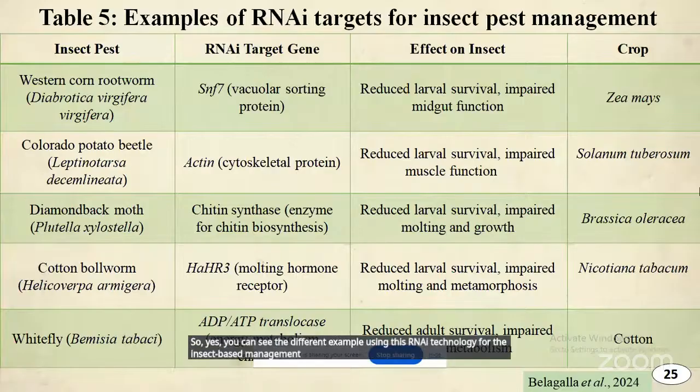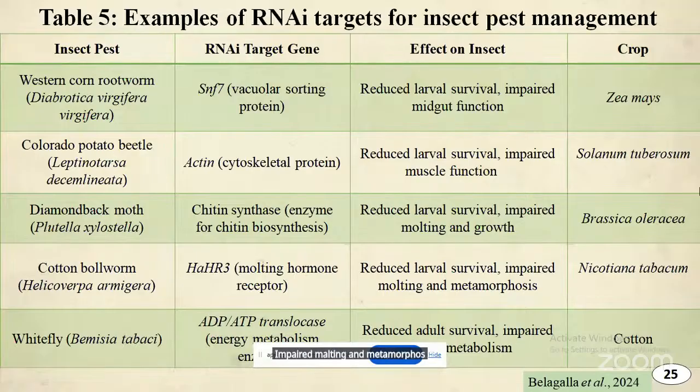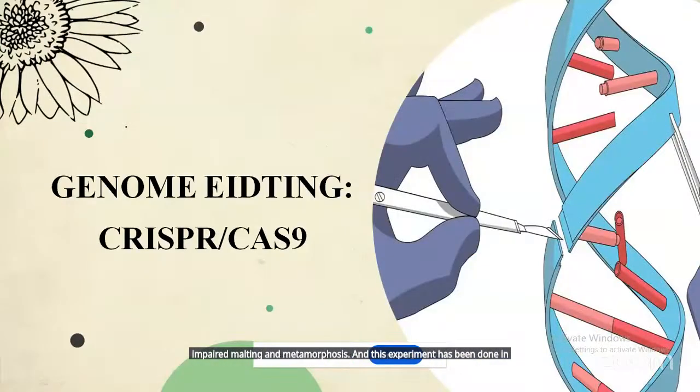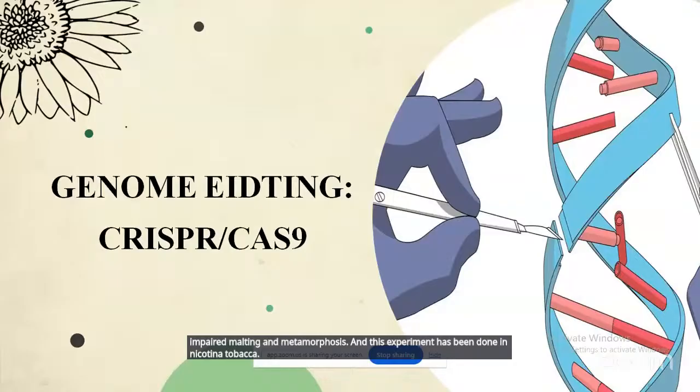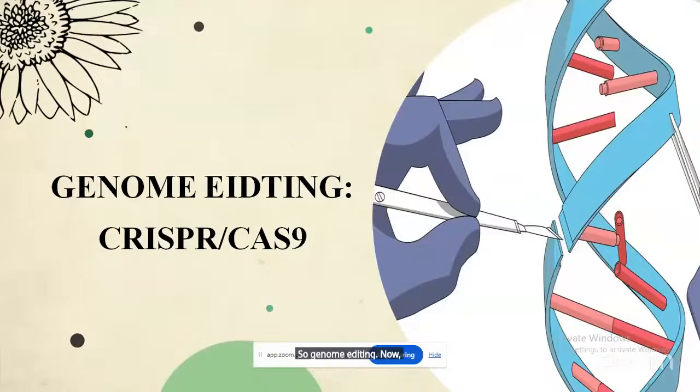One of the most common examples is the cotton bollworm, Helicoverpa armigera. HRT, the molting hormone, is one of the important hormones responsible for the different stages of the insect, and silencing it reduces larval survival and impairs molting and metamorphosis. This experiment has been done in Nicotiana tabacum. So that is genome editing.